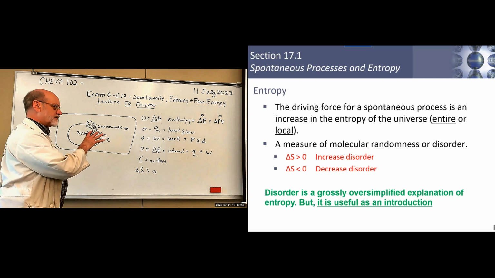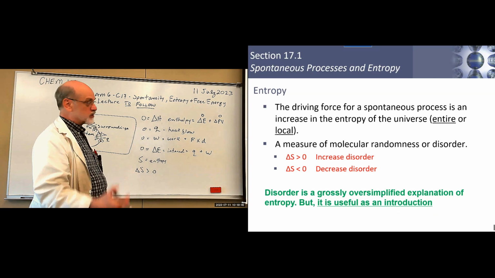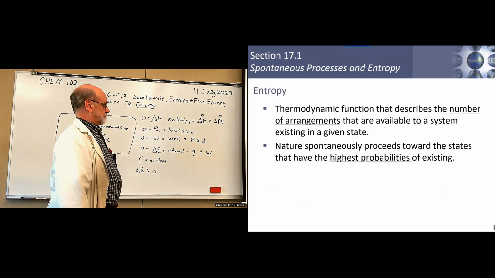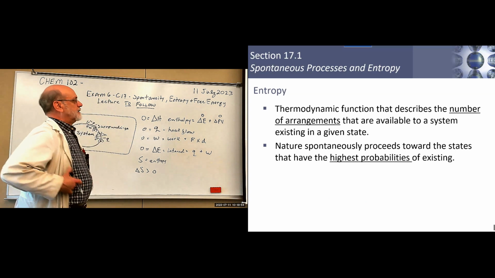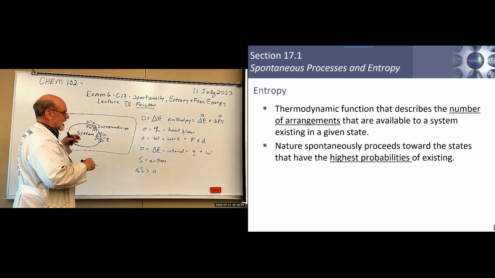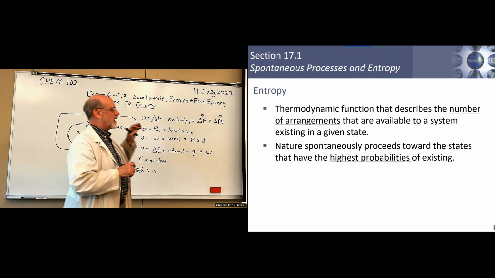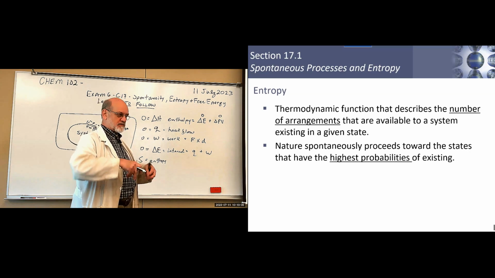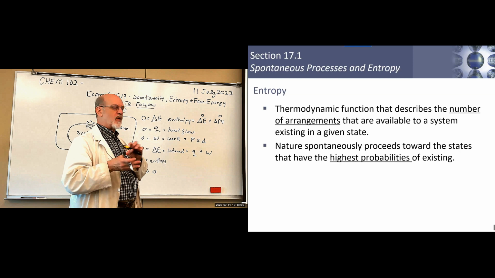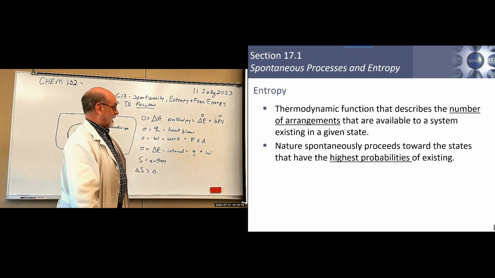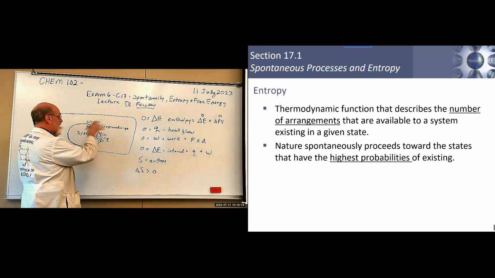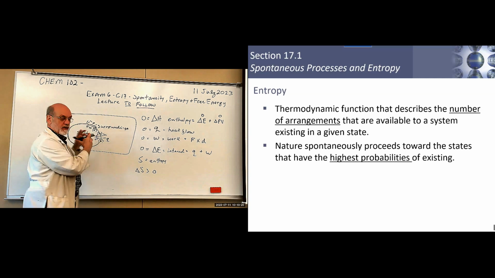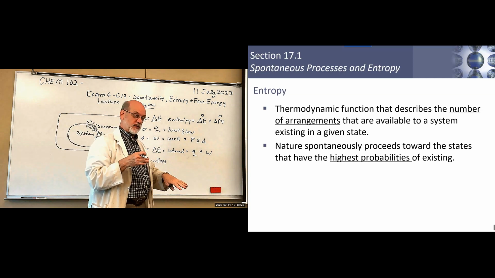Now, this concept of disorder is an oversimplification, but it's often useful as an introduction to the concept. In fact, entropy measures the number of possible arrangements. It's a statistical process. What is the total number of possible arrangements of all the particles in a system? If you have a large number of possible arrangements, then you have high entropy. If you have a very small number of possible arrangements, you have low entropy.